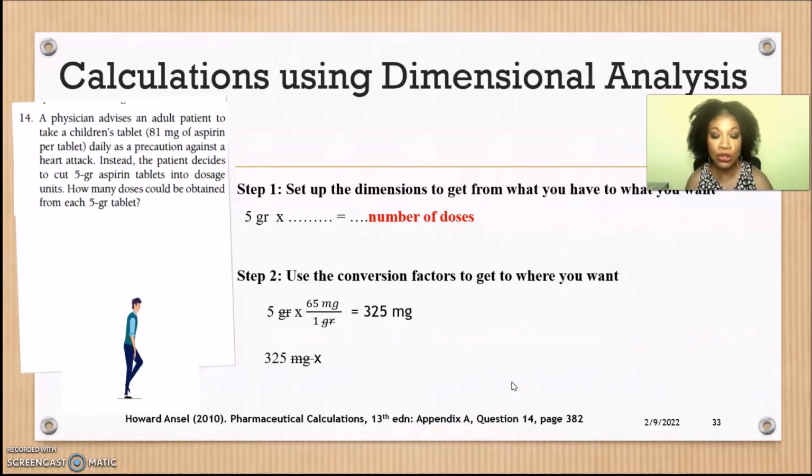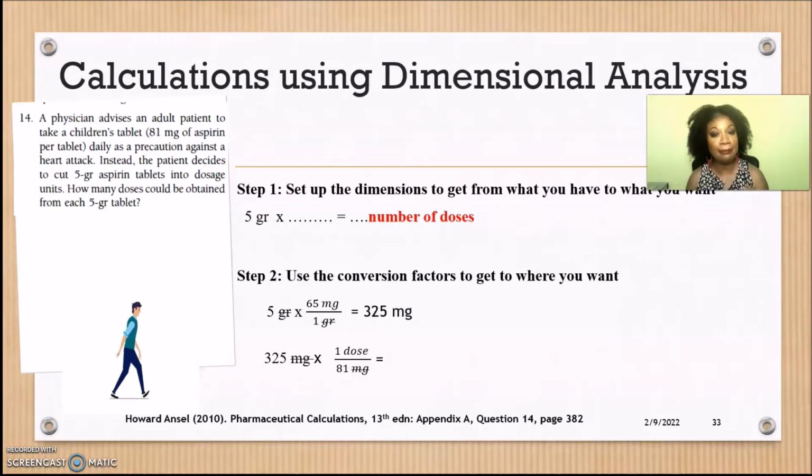What's next? So now we need to move from milligrams to number of doses. What's the conversion factor that will relate milligrams to doses? Remember that 1 dose is equivalent to 81 milligrams. So if we multiply this conversion with the 325, we're going to end up with doses because milligrams are going to cancel out. Again, we need to say to ourselves, what must be the numerator? What must be the denominator? What must be at the top and what must be at the bottom in order to multiply by this 325 milligrams in order to get doses.